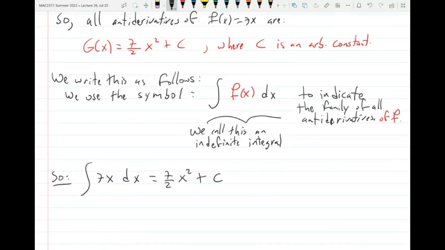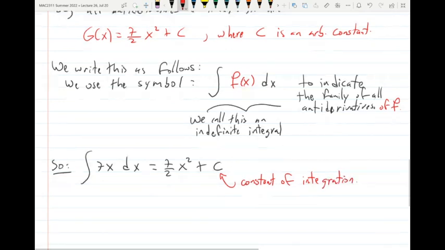Do you understand? I'm going to be using this notation from now on because this is the notation that we use. But that's all I'm asking you. And you know that to answer the question, you just need to find one antiderivative and then add plus c. So c is sometimes referred to as the constant of integration.